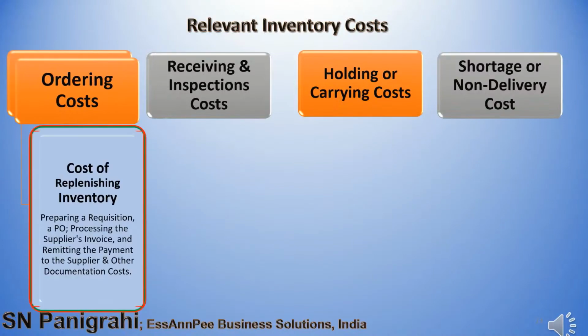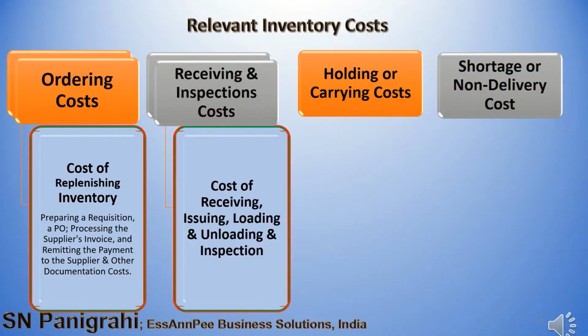Ordering costs are the cost of replenishing inventory, preparing a requisition, a PO, processing the supplier's invoice, and remitting the payment to the supplier, and other documentation costs. Receiving and inspection costs. These are the cost of receiving, issuing, loading and unloading, and inspection.